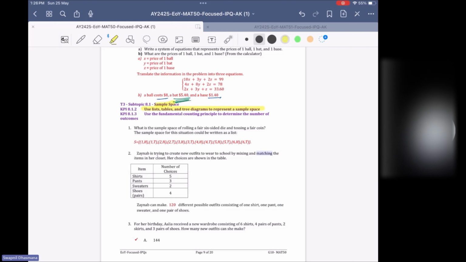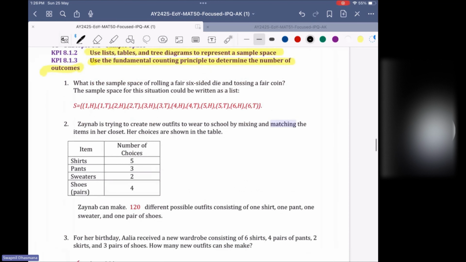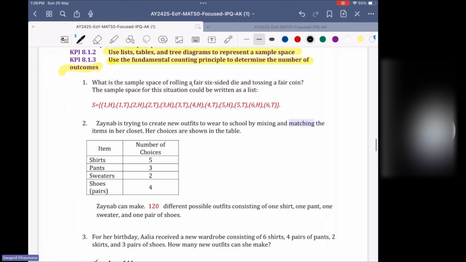Hello everyone. So we are looking at the next one, which is probability sample space. The first question is about rolling a fair six-sided die, which looks like this, and tossing a fair coin. A coin has two sides, head and tails.